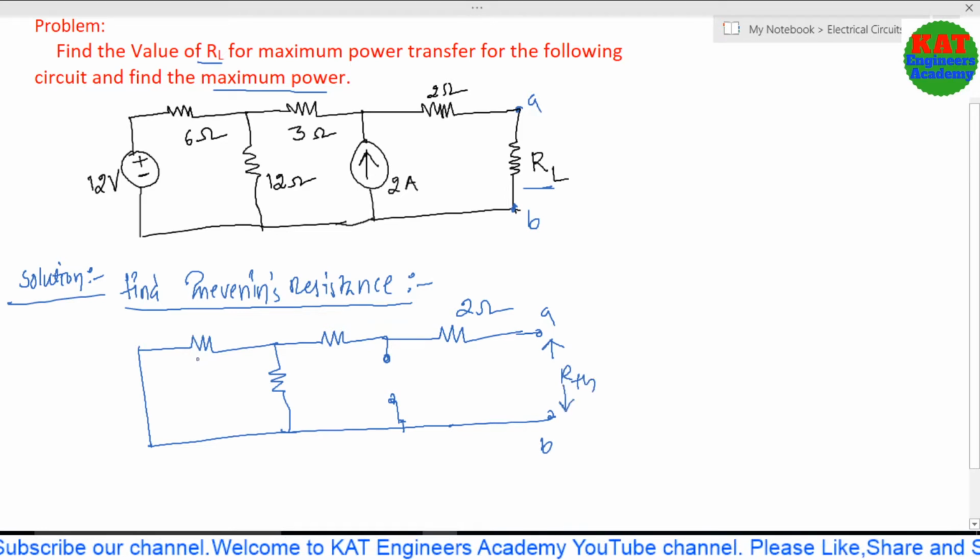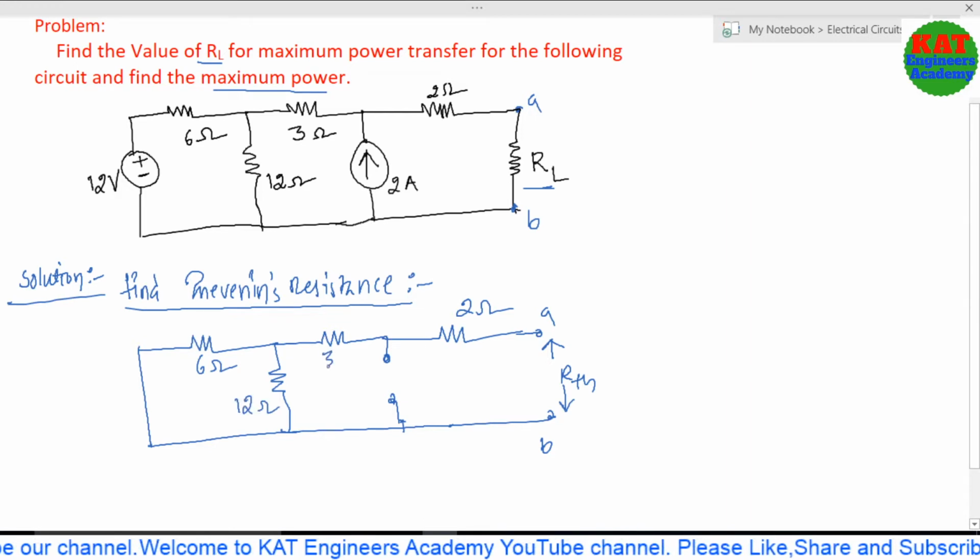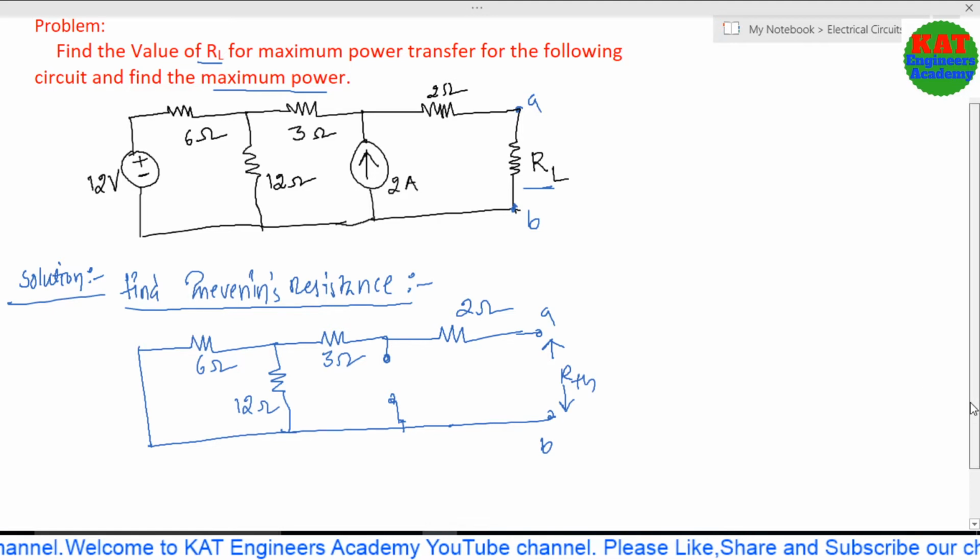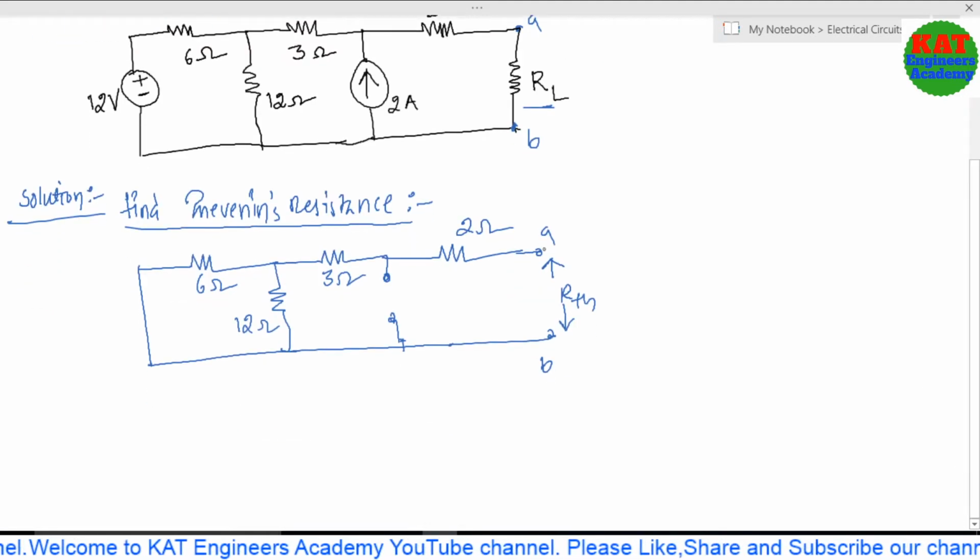So finally this is 6 ohms, this is 12 ohms, 3 ohms and 2 ohms, already given. So finally you have to calculate the equivalent resistance in between A and B. Just listen: here, with this open, the 3 ohms and 2 ohms are connected in series, and this series combination is connected in series with the parallel combination of 6 and 12.